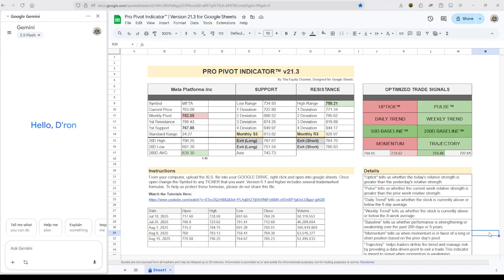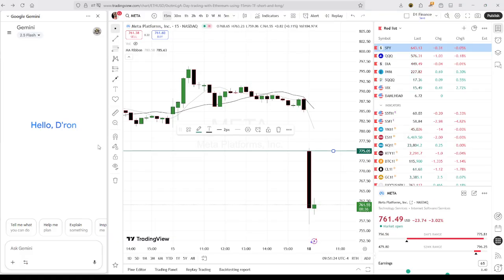All right. So looking at Meta, this is a perfect example. This is great to look at the Pro Pivot indicator to get a great idea of how some of these things work here. So for one, as you can see, the 777.05, this was our key level we got from the Pro Pivot indicator a while back.